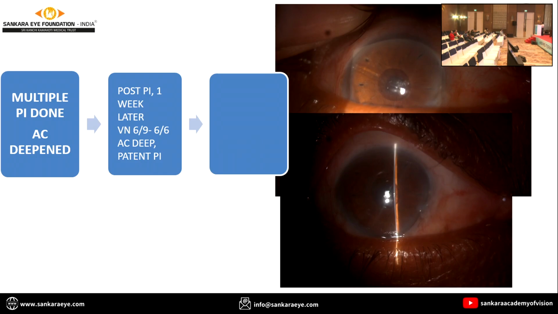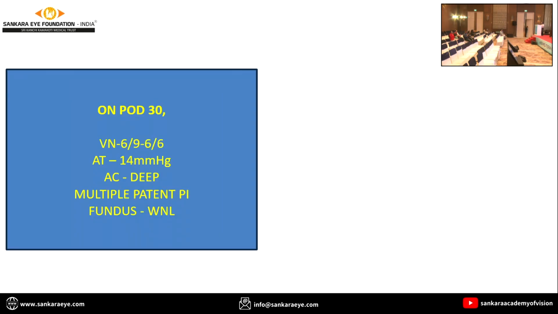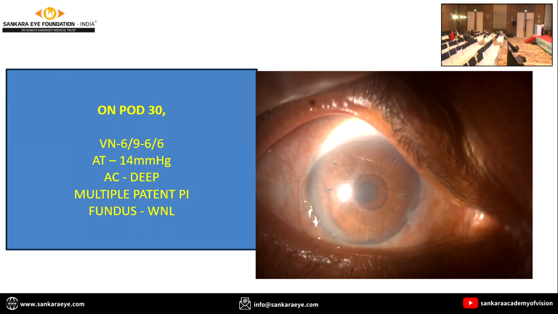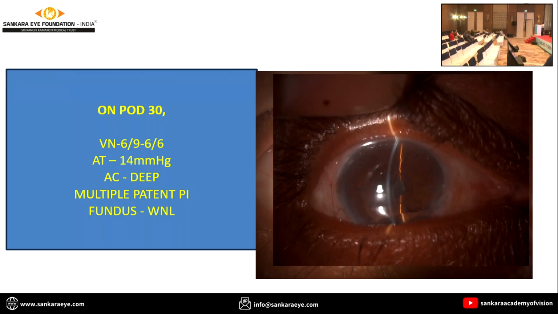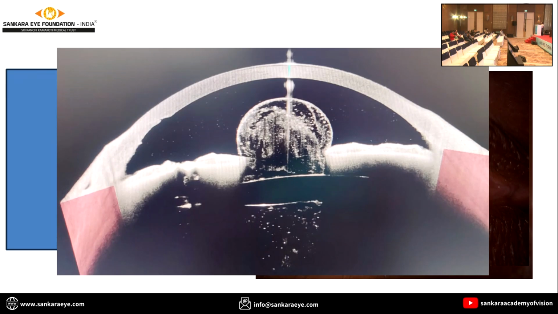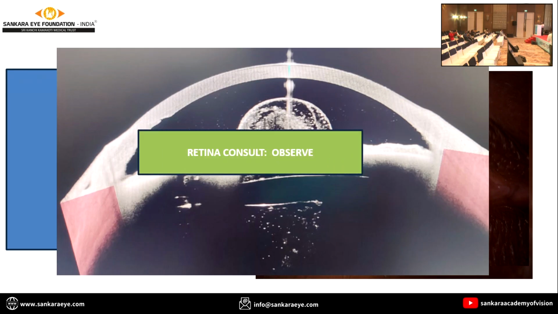At 1 week later, vision became 6/9, AC became deep, patent PI was there, NCT was 17. We can see the vitreous blob at the pupillary margin which is not touching the endothelium. At 1 month, the same finding was there, fundus was within normal limits. This is the picture of the anterior segment. This is the AS-OCT which is showing the vitreous blob at the pupillary margin with PI, which is not touching the endothelium. We referred this vitreous blob for retina consultation because vision was 6/6. So they keep the patient in close observation because no traction was there.